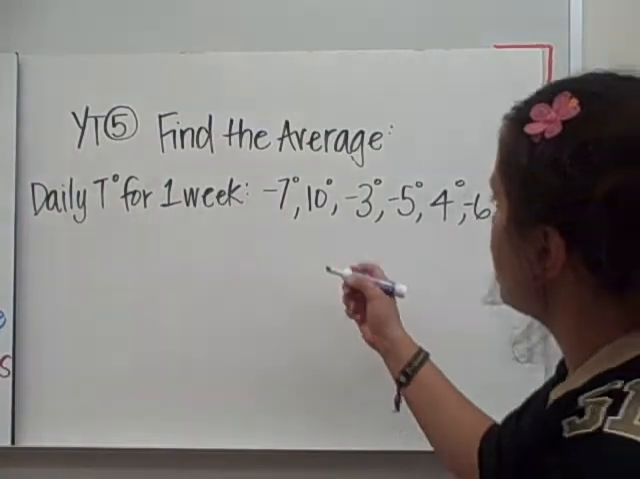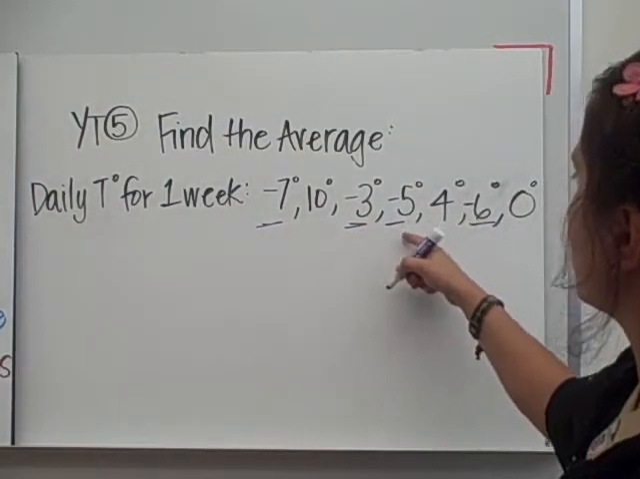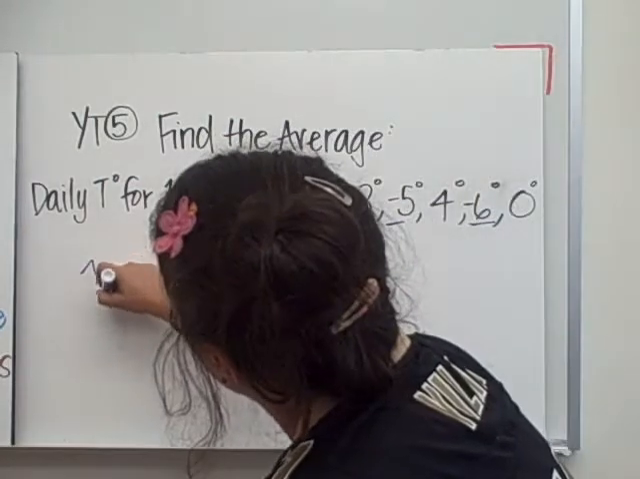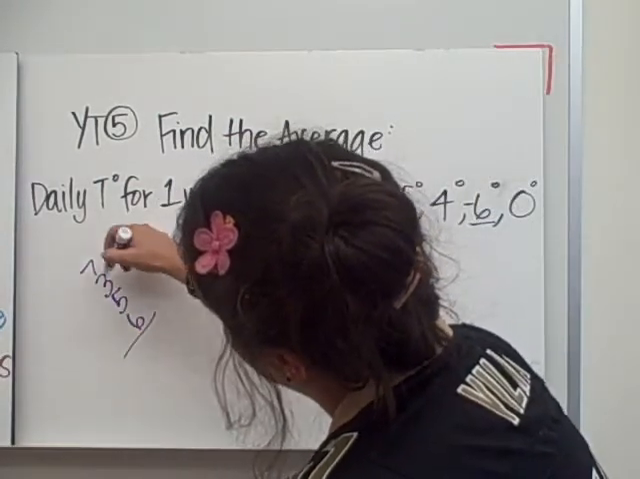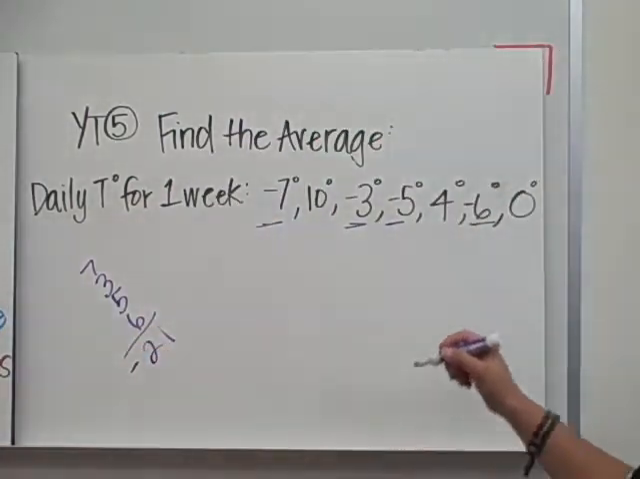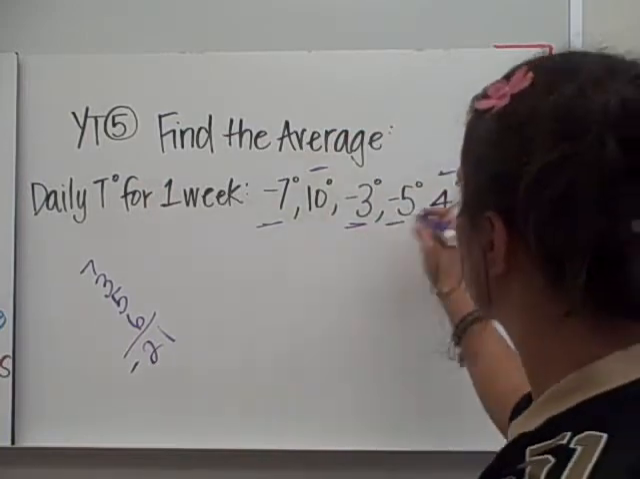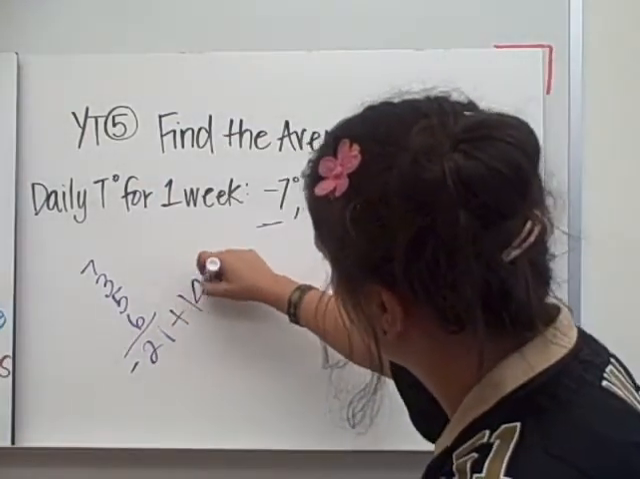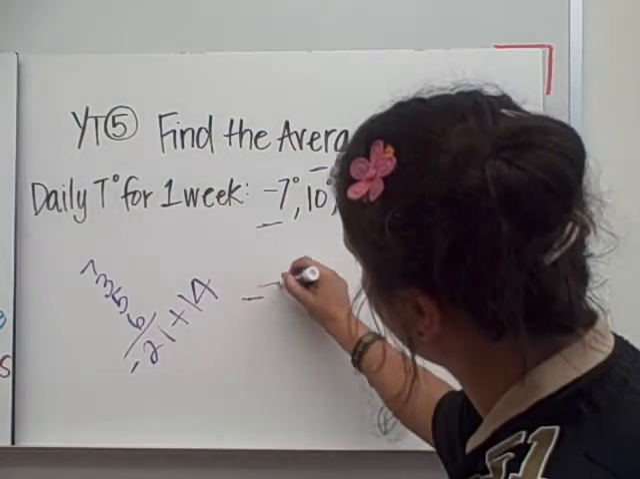So let's add up these. I'm going to add up the negatives. Negative 7, negative 3, negative 5, negative 6. 7, 3, 5, 6. And that is going to be, let's see, 10, 15, 21. So negative 21. And then I'm going to add up the positives. 10, 4, and then we have 0. So 10 and 4 is 14. Negative 21 plus 14 gives me a negative 7.